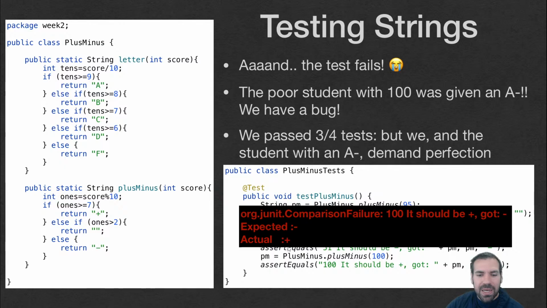But anyway, we expected plus and actually got minus. And we can step through our code. We would run the debugger at this point and say 100 modulo 10. That's going to take just the ones digit, which is a 0, which is going to hit our else, which is going to be a minus. So we have a bug here.